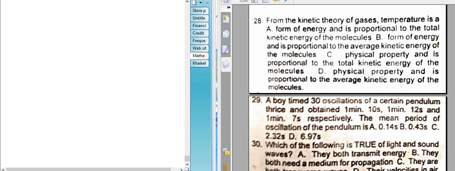Question 28. From the kinetic theory of gases, the temperature is: A, a form of energy and is proportional to the total kinetic energy of the molecule. B, a form of energy and is proportional to the average kinetic energy of the molecule. C, a physical property and is proportional to the total kinetic energy of the molecule. D, a physical property and is proportional to the average kinetic energy. The correct option is option D, because temperature is not a form of energy. Temperature is a physical thermodynamic property of a body.